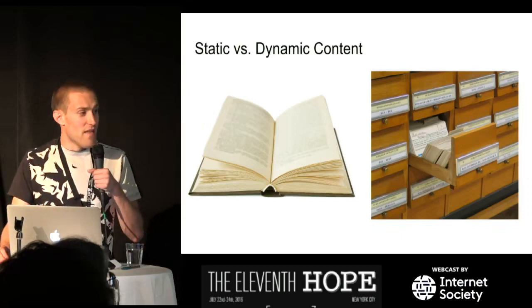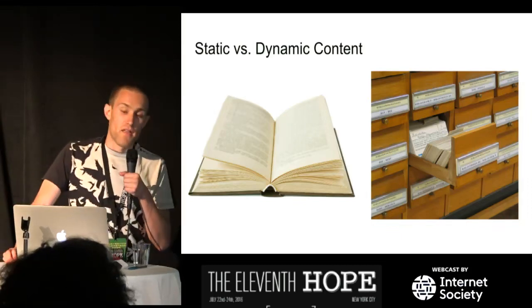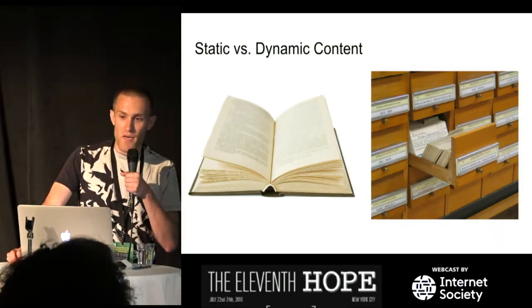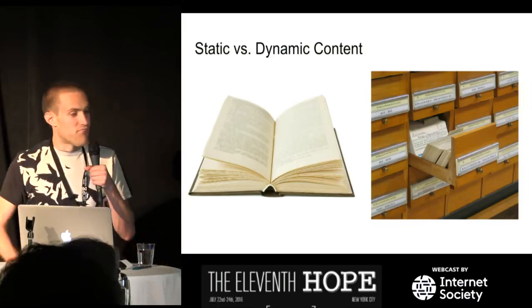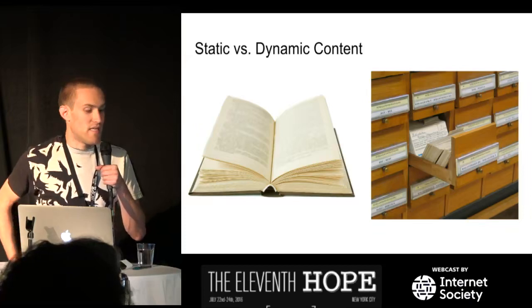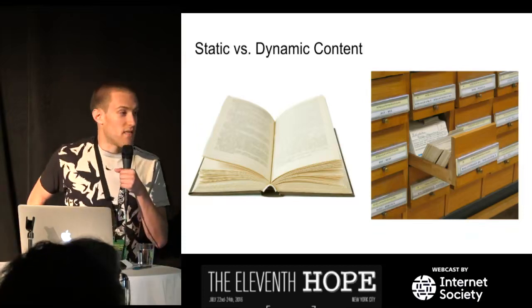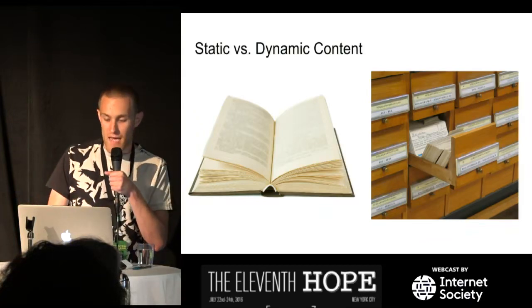So the card catalog of a library is what I would call dynamic content. The library is always going to be adding new books, removing books, or even moving books around. So in that case, you need to be able to change the content. So BitTorrent is a little bit like a book in this case, and the Pirate Bay is like a card catalog.